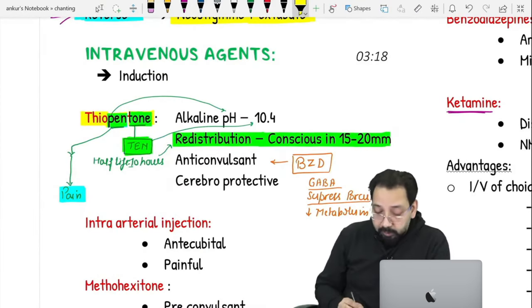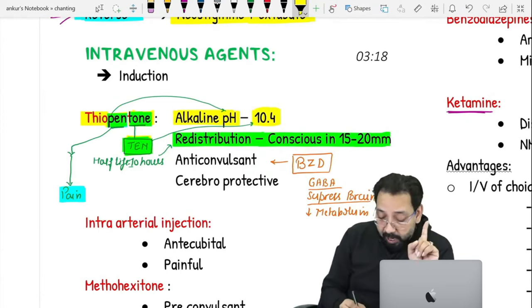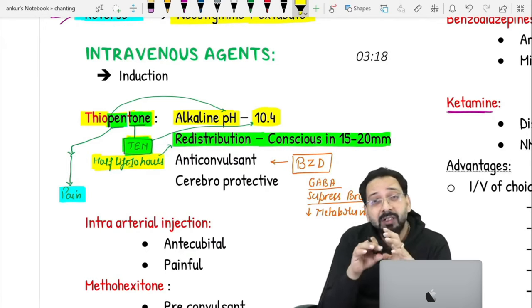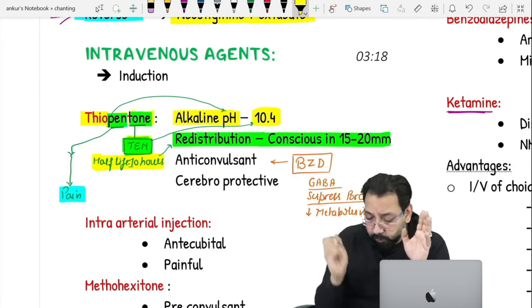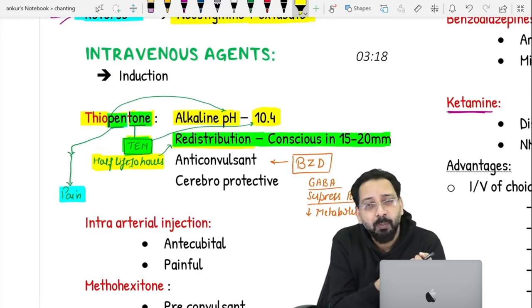Thiopentone. The "tone 10" means it has an alkaline pH near 10. It has a half-life of around 10 hours, but its action lasts only a short time. What's the reason? Due to redistribution. It means you are giving the intravenous agent thiopentone.